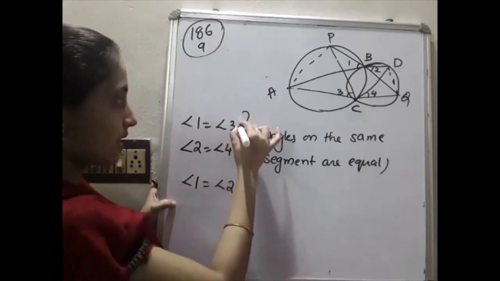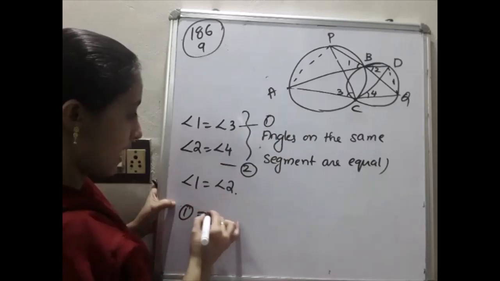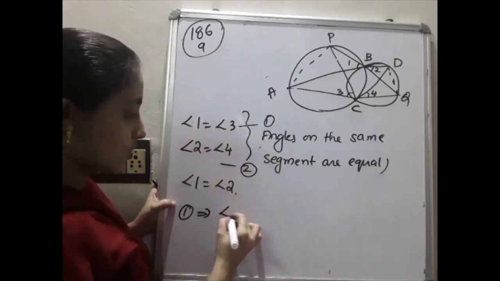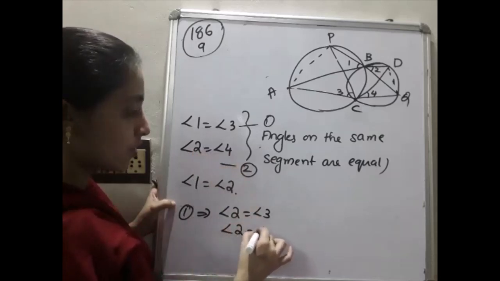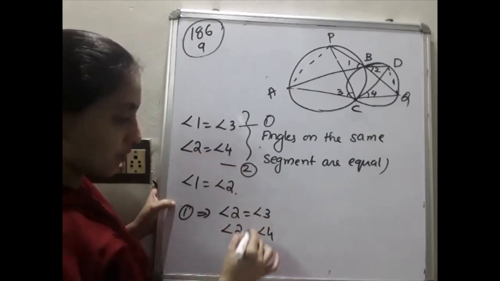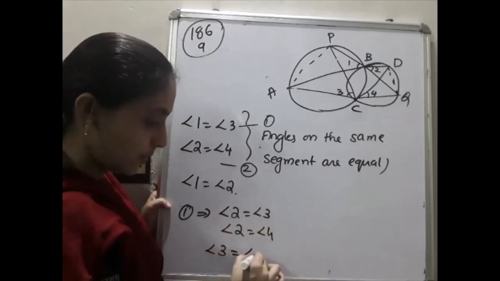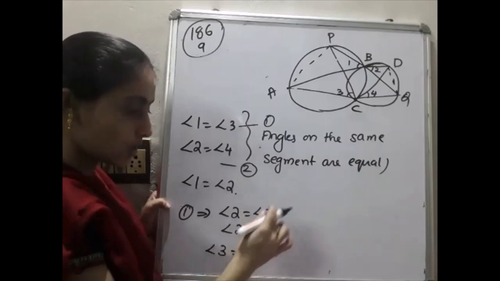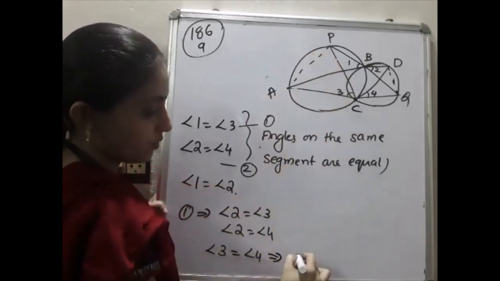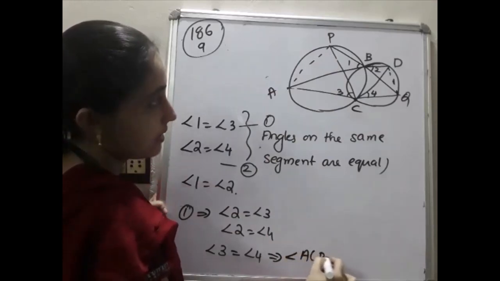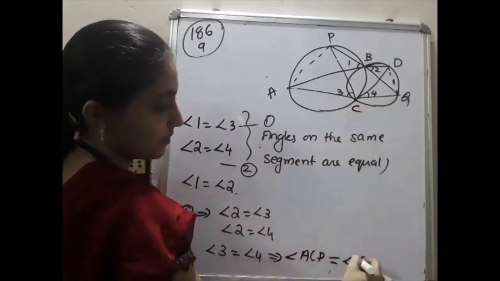So what we can write? I will mark this as equation number 1 and this as equation number 2. Replacing angle 1 by angle 2, angle 2 will be equal to angle 3 and angle 2 will be equal to angle 4. From these two equations, this side are equal, so we can equate the other side. So angle 3 will be equal to angle 4. Angle 3 is ACP, angle 4 means QCD. So angle ACP is equal to angle QCD.